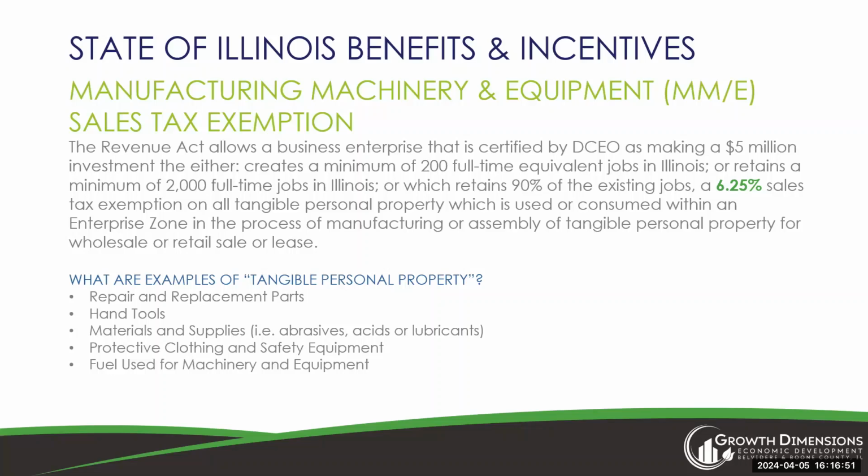This exemption includes repair and replacement parts for machinery and equipment used primarily in the process of manufacturing or assembling tangible personal property for resale or retail sale or lease, and equipment, manufacturing fuels, materials and supplies for the maintenance, repair, or operation of manufacturing or assembly machinery or equipment. Tangible property for the MME sales tax exemptions include repair and replacement parts, hand tools, materials and supplies such as abrasives, acids and lubricants, protective clothing, and safety equipment, and any fuel used for machinery and equipment.